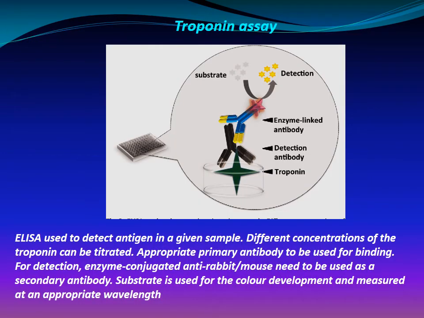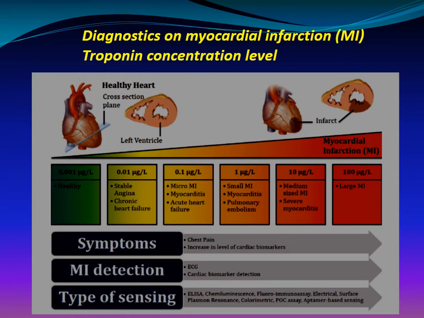Troponin assay. ELISA is used to detect antigen in a given sample. Different concentrations of the troponin can be titrated. An appropriate primary antibody is to be used for binding. For detection, an enzyme-conjugated anti-rabbit or anti-mouse antibody needs to be used as a secondary antibody. Substrate is used for the color development and measured at an appropriate wavelength.